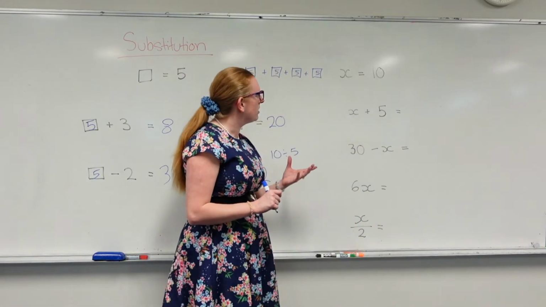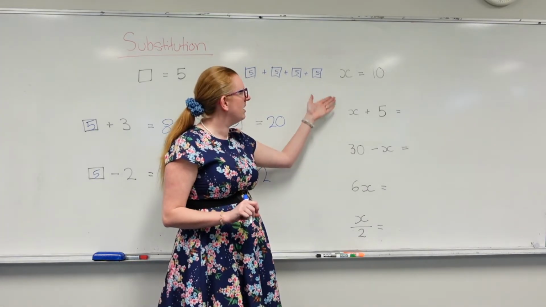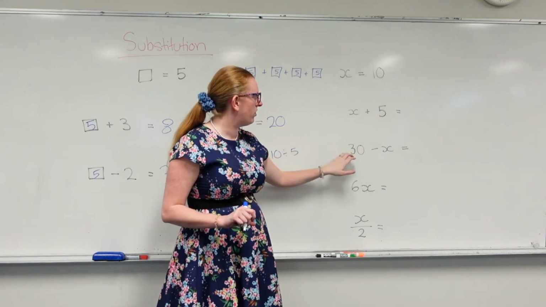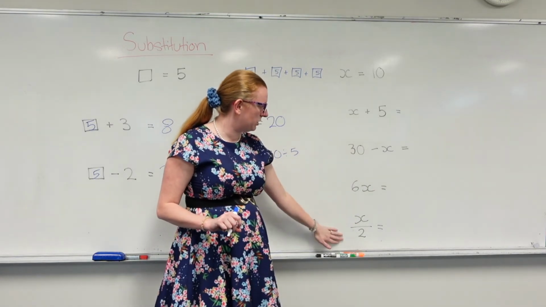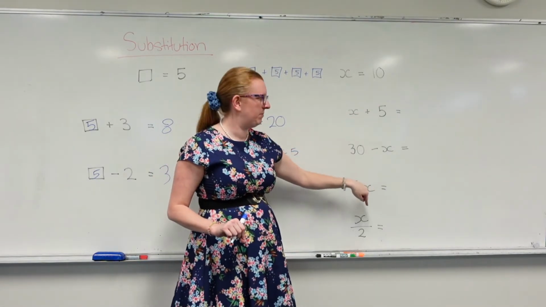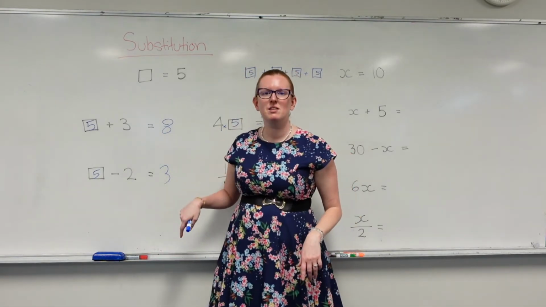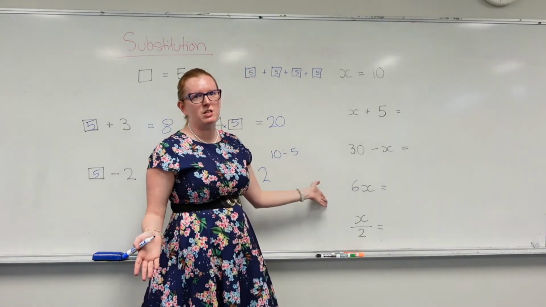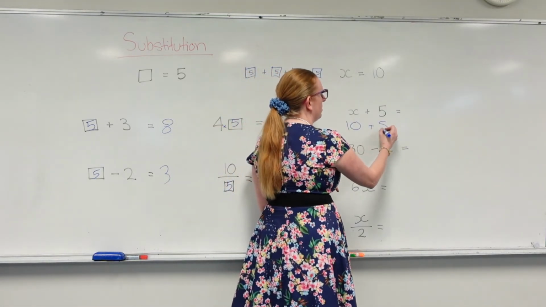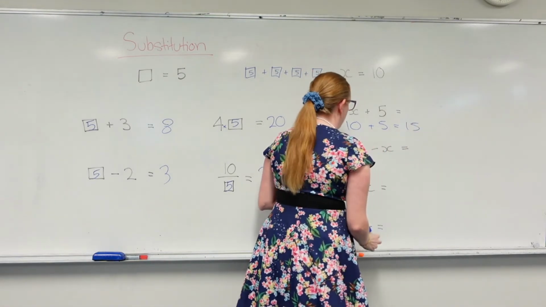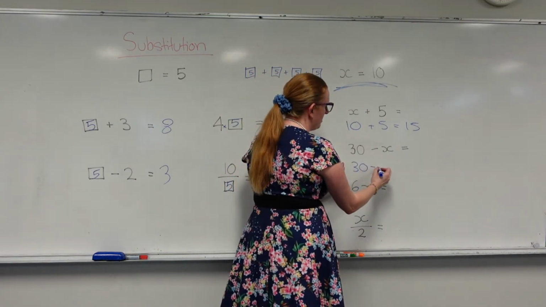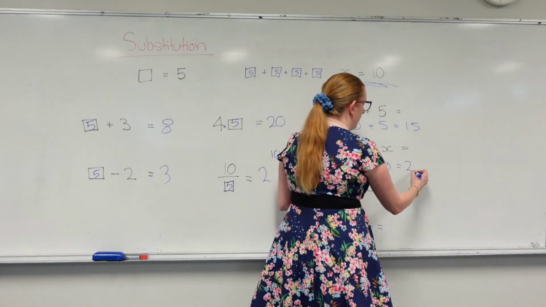Cool. Let's have a look at it when we've got letters instead. So here I've got x's. It tells me up here that x is equal to 10. So I've got x plus 5, 30 minus x, 6x, and x divided by 2. I am going to put 10 in the place of the x each time. It was easy over here because I just put the 5 in the box instead of having to rewrite the question, but I'll have to rewrite the question here. So instead of x plus 5, it'll be 10 plus 5. So 10 plus 5 is 15. Here I've got 30 minus x, but x I know is 10, it tells me right here, so it's 30 minus 10. So 30 take away 10 is 20.